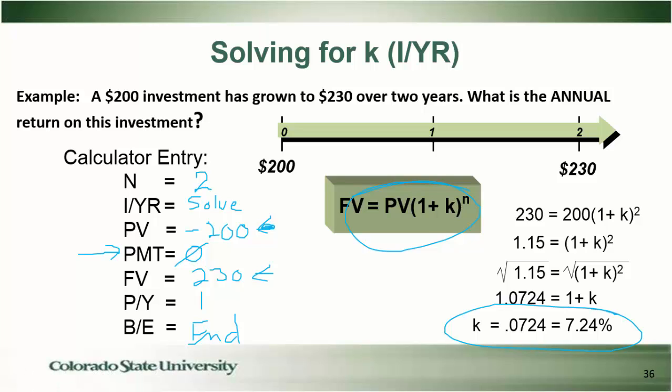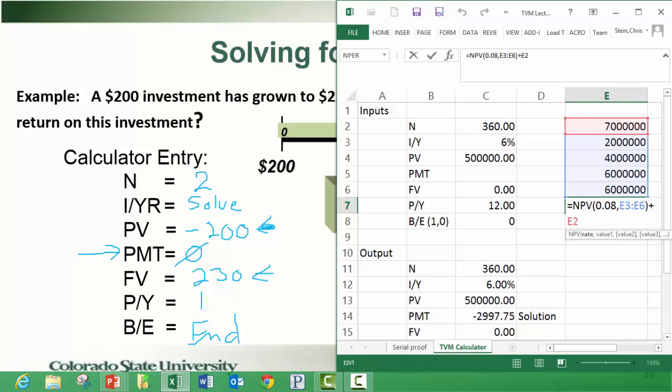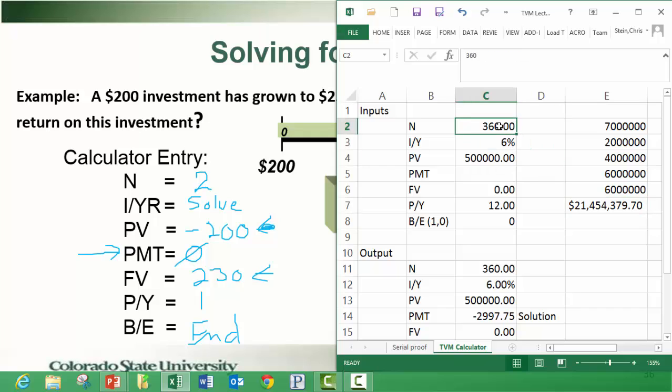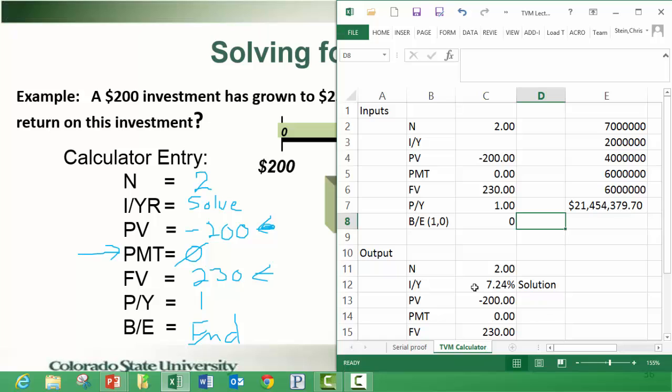So in Excel, going back to my calculator here, my N is 2 years, 1 period per year. I'm solving for interest per year. Present value is the negative 200. There is no payment. I then receive 230, and there's my 7.24. Everything works like it should.